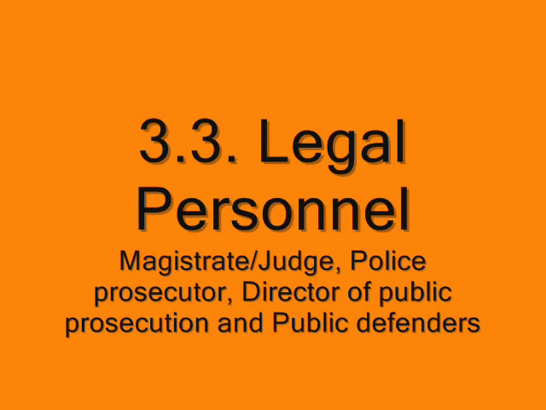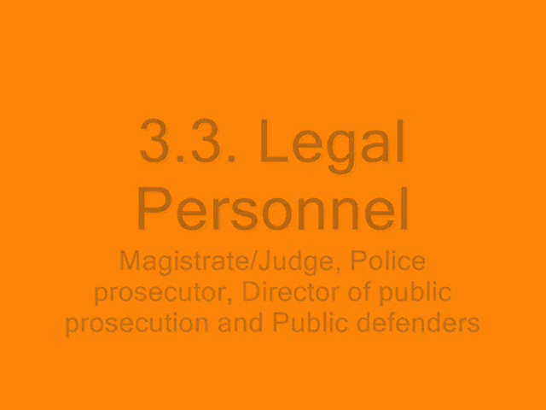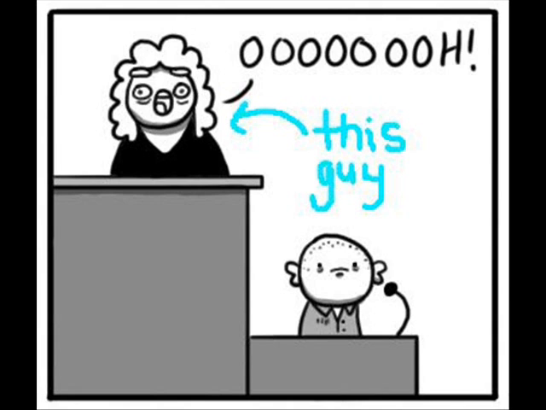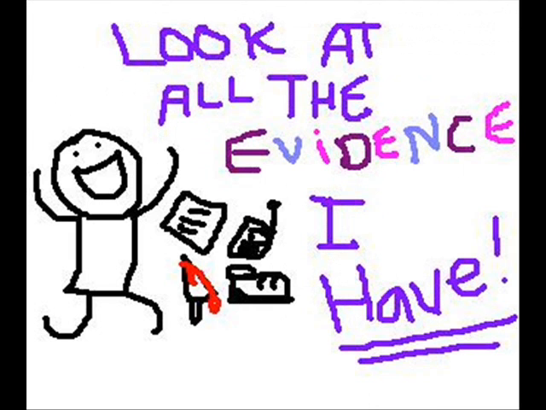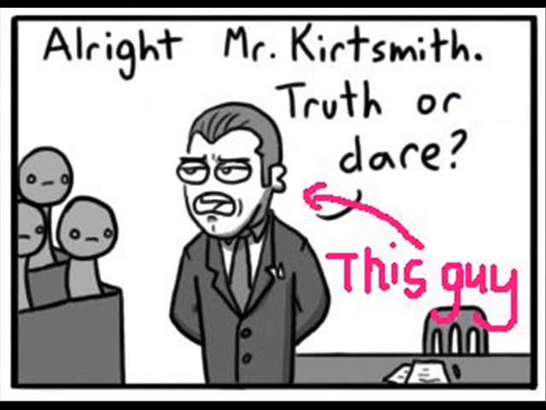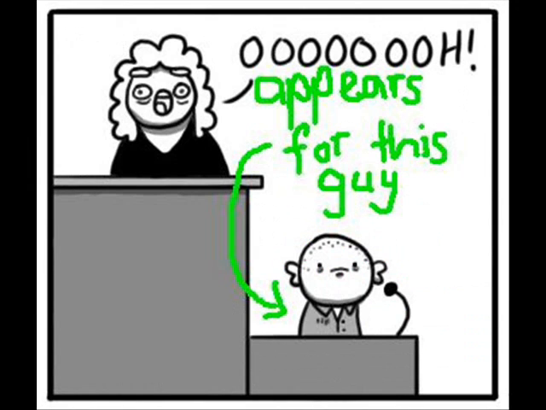There are four main types of legal personnel. There's the magistrate or the judge, who reviews the case and gives a sentence; the police prosecutor, who gathers evidence against the accused and represents the state; the Director of Public Prosecutions, who prosecutes against the accused in a criminal trial; and the public defenders, public barristers who can appear for an accused in serious criminal matters where legal aid has been granted.